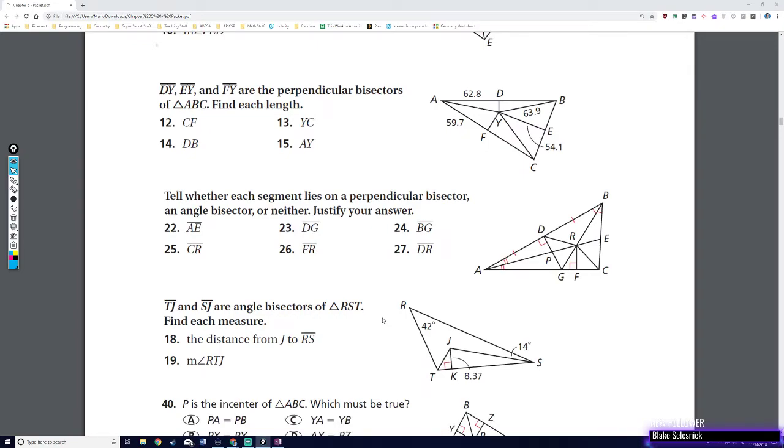If there's a 90 degree marking, it doesn't mean it's a bisector. 90 degrees means the lines are perpendicular. It has nothing to do with being a bisector. This line DG, I just happen to pick this one right here, is a perpendicular bisector of triangle ABC. It's perpendicular to this side, but it also is perpendicular at a midpoint because it's a bisector. It's bisecting the side. Remember, there's two different types of bisectors, angle bisectors and segment bisectors. A perpendicular bisector is bisecting the segment. So DG is a perpendicular bisector.